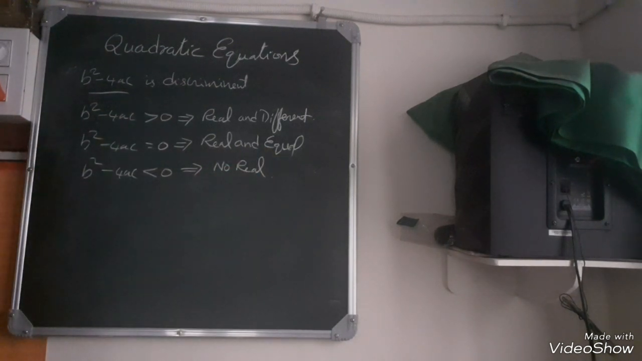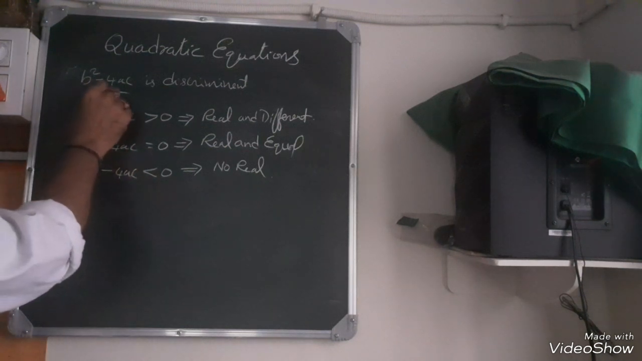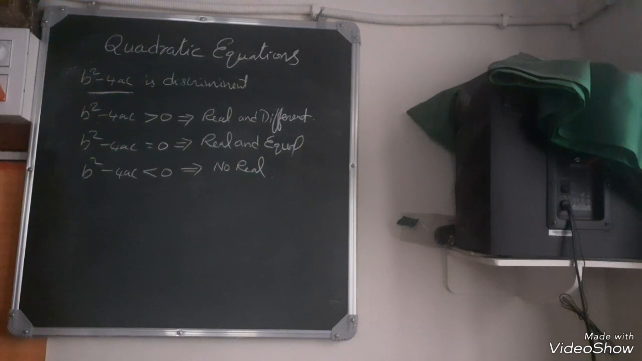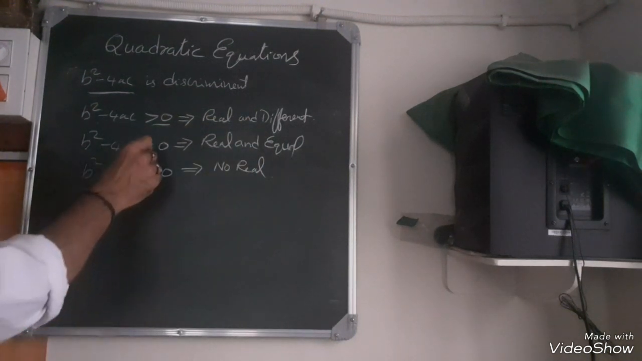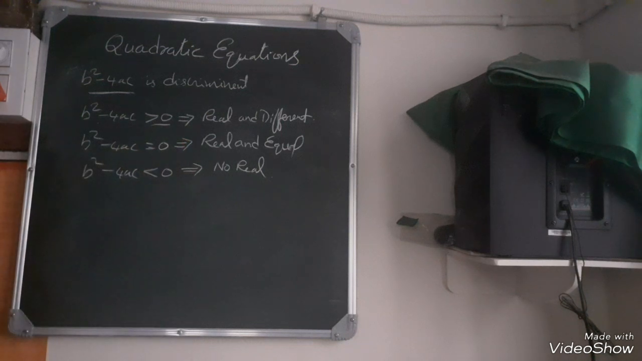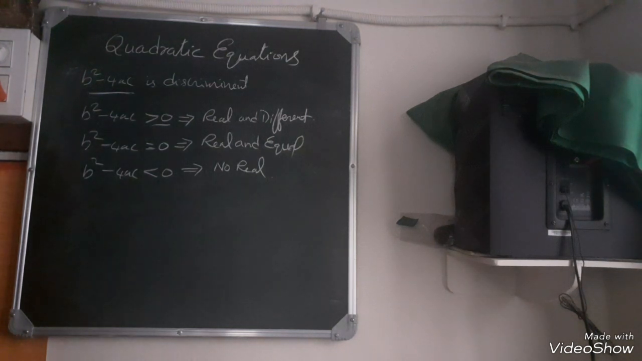So if any quadratic equation is given and you want to find the nature of the roots, first you find b square minus 4ac. If you get greater than 0, it means it is positive, you can say the nature is real and different. When it is exactly equal to 0, we can say the nature is real and equal. When it is less than 0, it means it is a negative number, it has no real roots. Is it clear? Now let us see how we can apply this in problems.